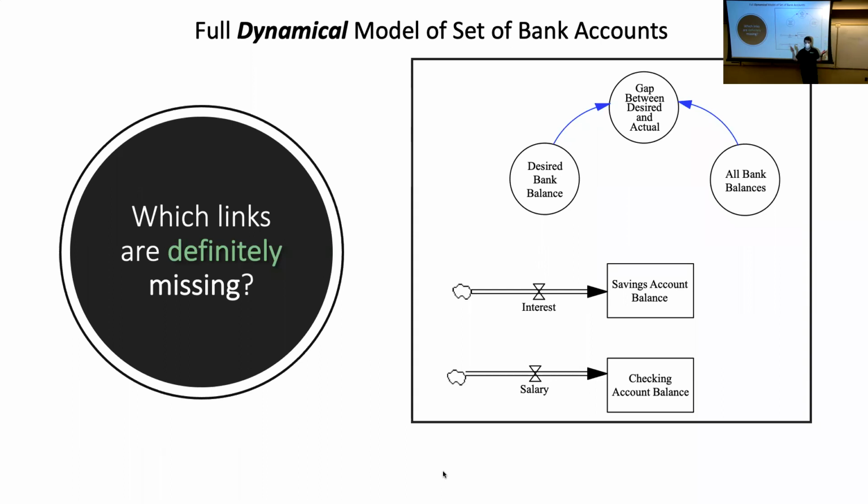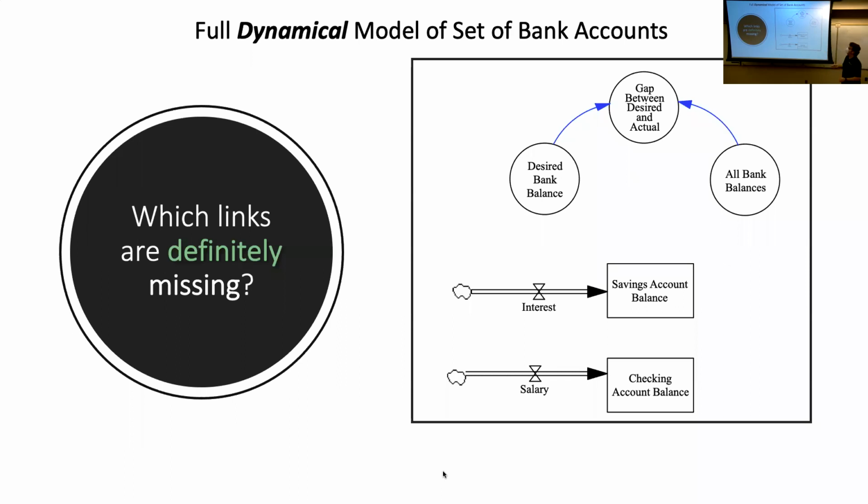I take whatever my salary is every 2 weeks, I divide it by 2 weeks, and that gives me the flow for this salary. But I'm now still missing things. If I wanted to write all of the formulas here, I would need more links to make them work. So what links do you think I'm missing in this diagram?